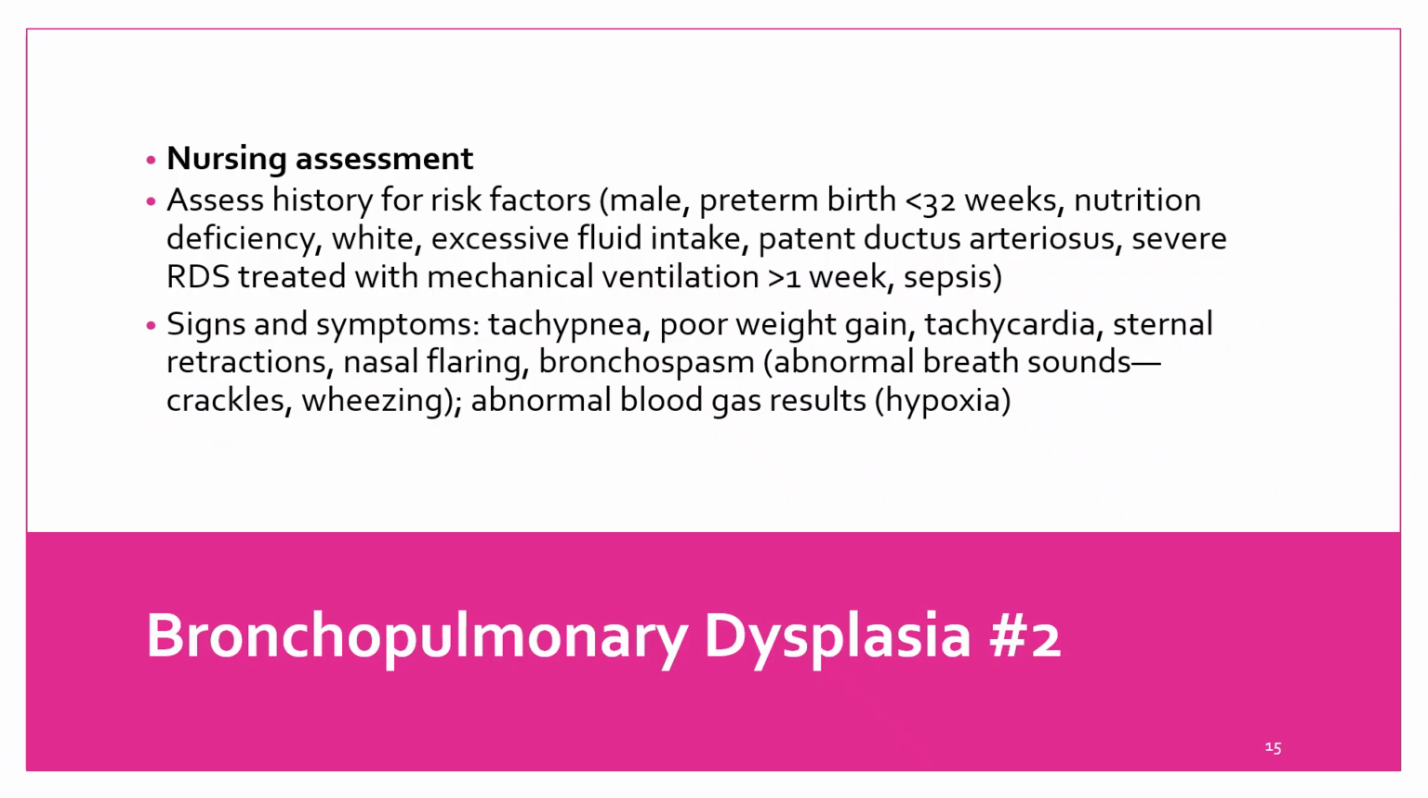Nursing management here: assess history of risk factors. Males are more prone to it. Preterm birth, less than 32 weeks, is more prone. Nutrition deficiency. White race is more prone. Excessive fluid intake. Patent ductus arteriosus, which means the ductus arteriosus is not closed yet. Severe RDS, respiratory distress syndrome, treated with mechanical ventilation. And more than 1 week of sepsis. These are the things you look for.